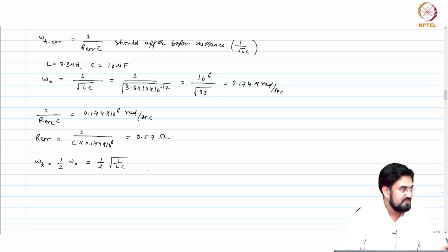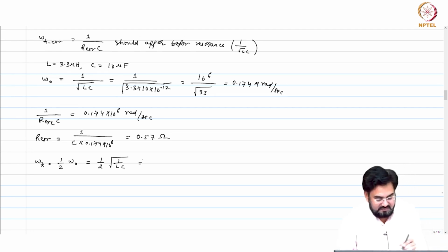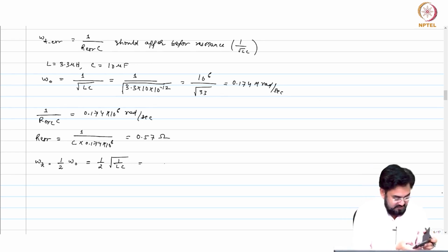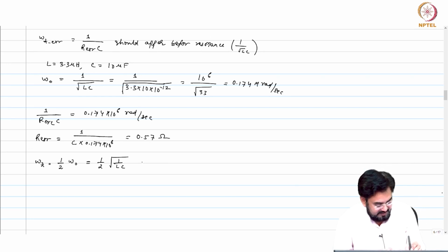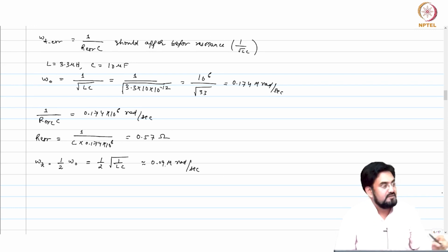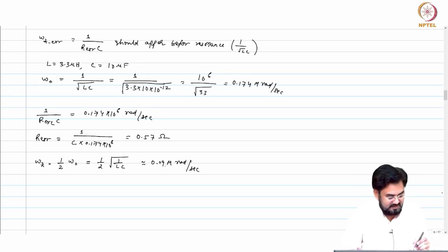So what would be that? We calculated this, 0.1, half of that: 0.174 divided by 2, 0.087, or pretty close to, I will say, 0.09 megaradian per second, which is 1 over RPCI equal to.